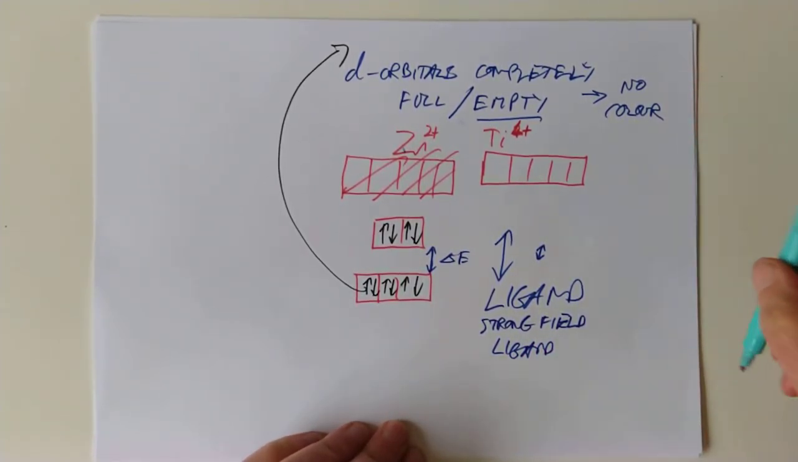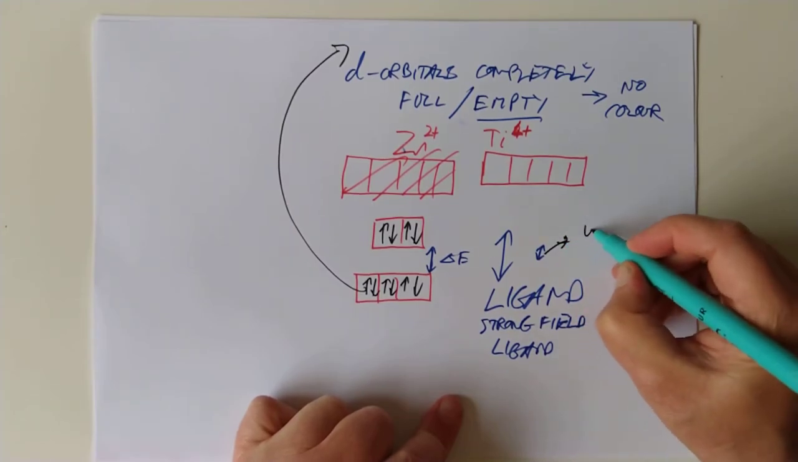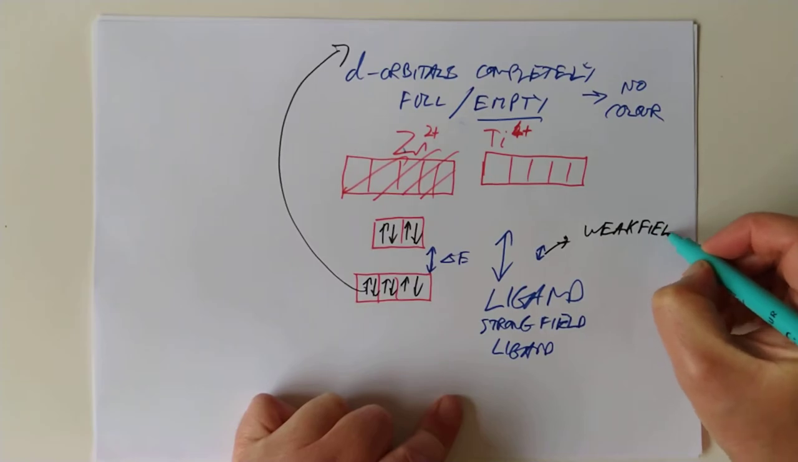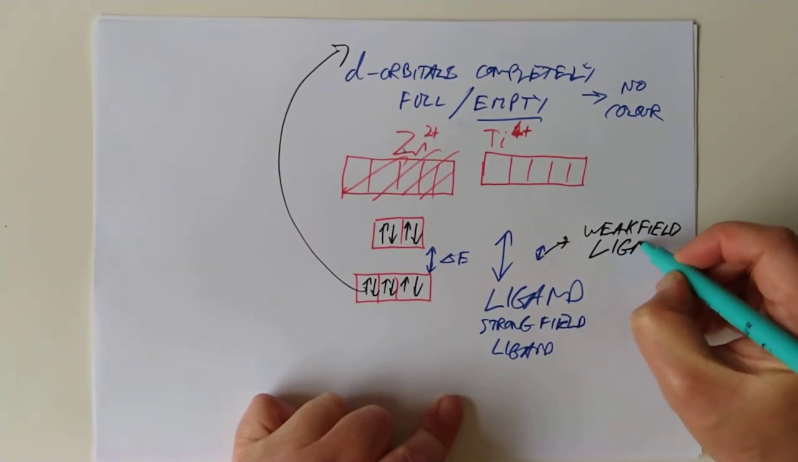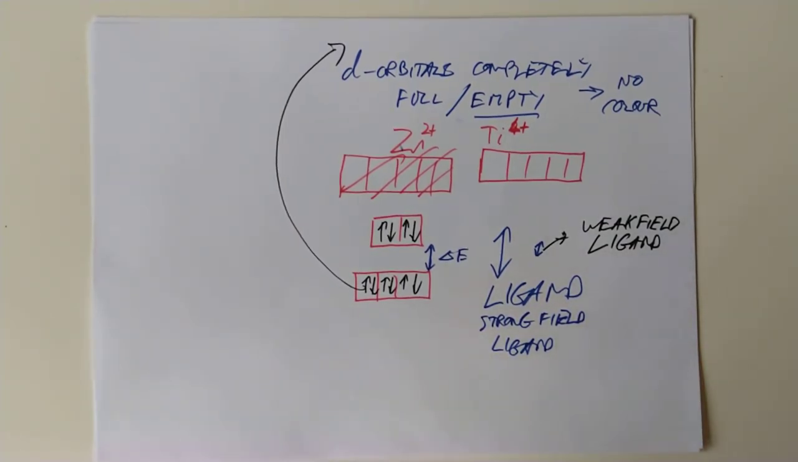You're not required to know which is which, by the way. They just want you to know that it is a thing. And the small split would be a weak field ligand. All the stuff's in the documents, guys. Go and have a look if you think I'm rambling too much, which I probably am. I apologise.